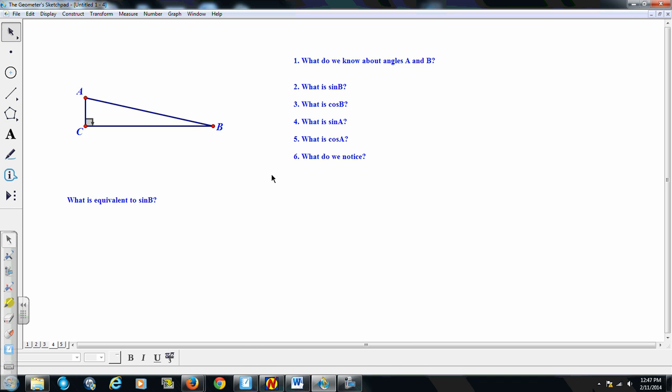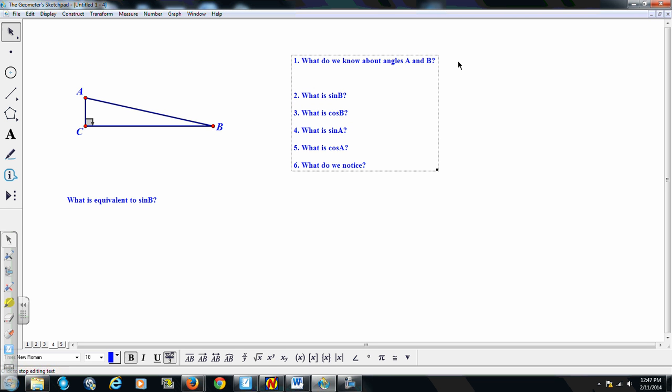Let's look at another example. So let's start at number 1. What do we know about angles A and B? We're given a right triangle ABC. And without any measurements, we know that A and B are complementary angles, because the degrees of a triangle add up to 180 degrees, and angle C is keeping 90 of them to itself because we have a right triangle here. So they are complementary angles.